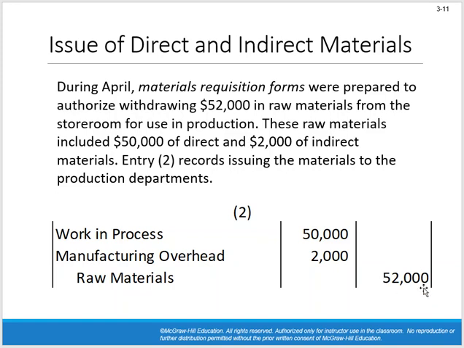So where do those materials go? Well, $50,000, the direct materials, go into WIP. There is no account called direct materials. So the direct materials go into WIP. We debit WIP. The indirect materials, again, there is no account titled indirect materials. Indirect materials go into MOH. So we're debiting MOH. So we've increased WIP by 50,000, we've increased MOH by 2,000, and it all came out of raw materials, the sum of 52,000.